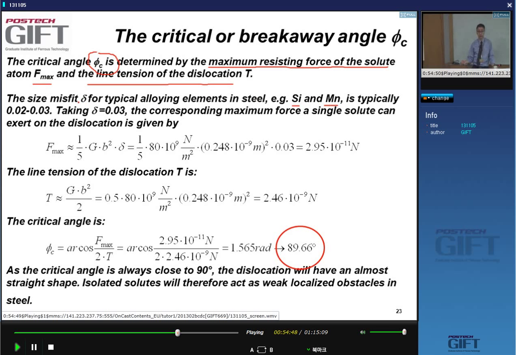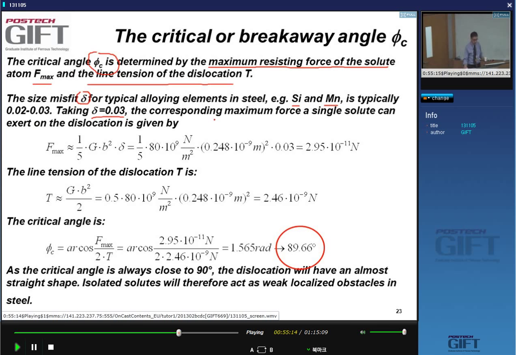and we're going to look at the misfit effect on the strengthening. So we need to use the parameter delta. For silicon and manganese, if you go through the list, 0.02, 0.03 is the typical value for delta. And let's take 0.03 as a value.